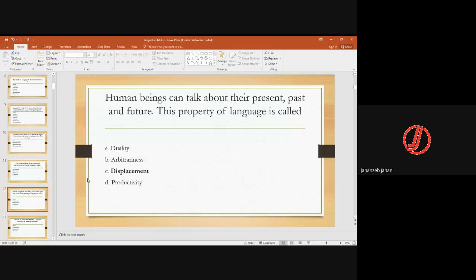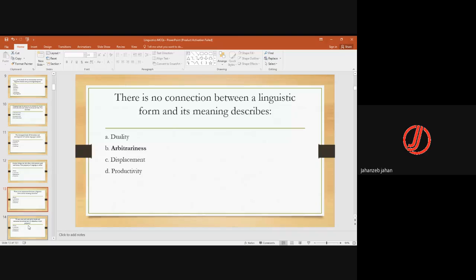They are only concerned with the present. There's no connection between a linguistic form and its meaning, so it describes arbitrariness.